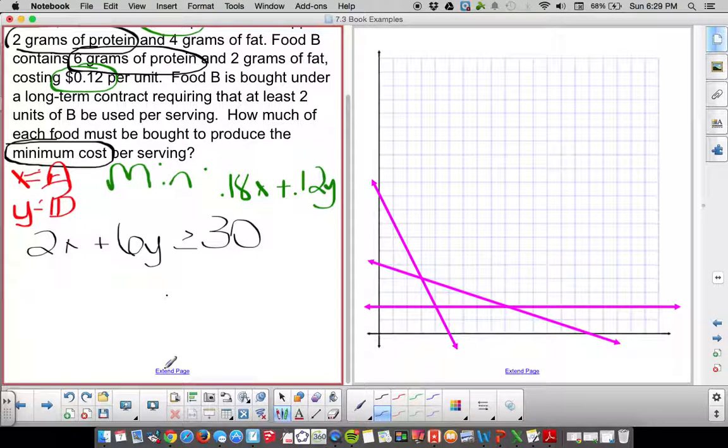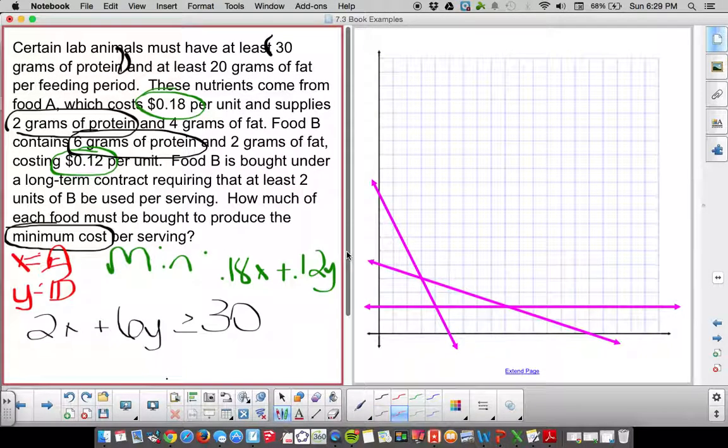Now I also know my fat content for each. My fat content for each is 4 grams of fat for food A, 2 grams of fat for food B, and I need to have at least 20 grams. So I have a second constraint of 4 for every unit of food A and 2 for every unit of B has to be bigger than or equal to 20.